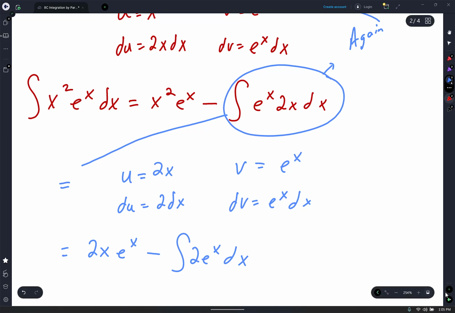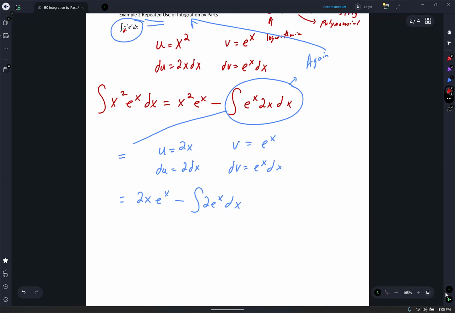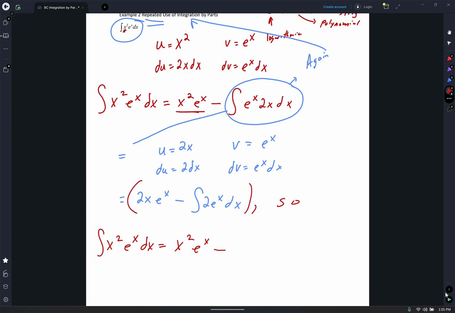Okay, I'm coming back. I'm putting it all together. So we should have enough space. Here we go. The integral of x squared e to the x dx equals, and I start right here, x squared e to the x minus what? All this here. So minus 2x e to the x plus 2e to the x, and then don't forget, you don't have any limits, so I write plus c.